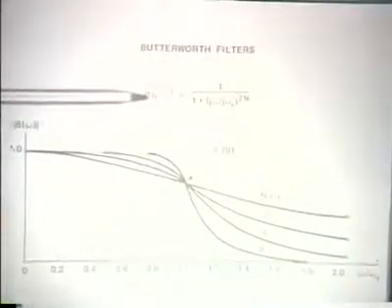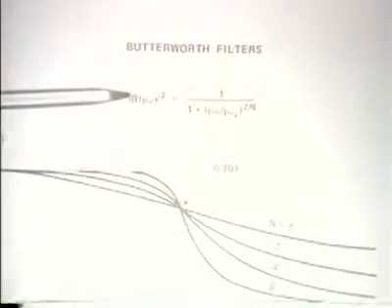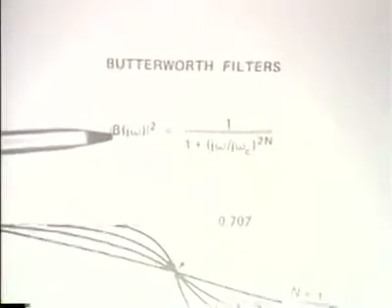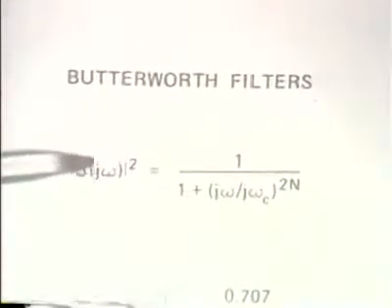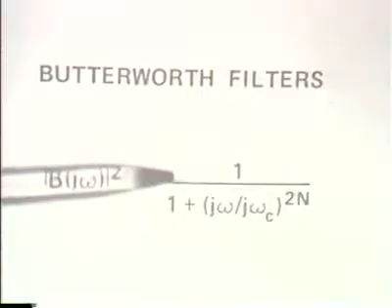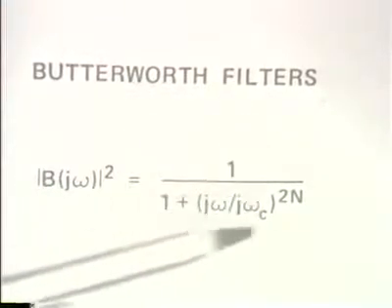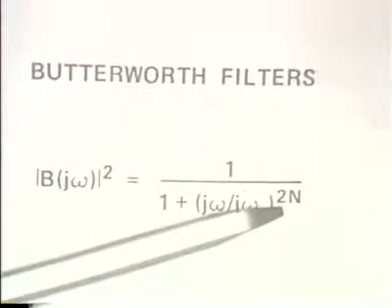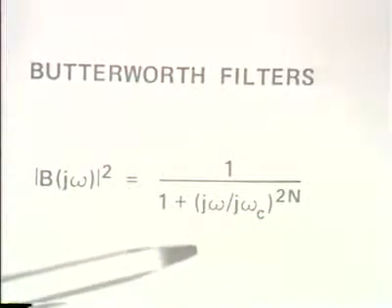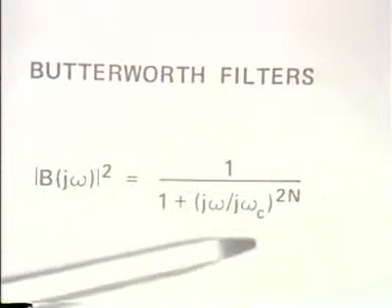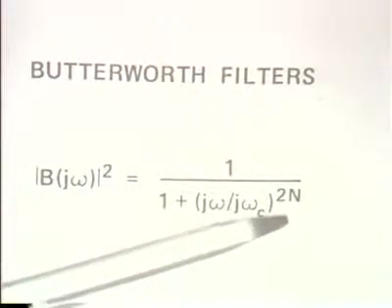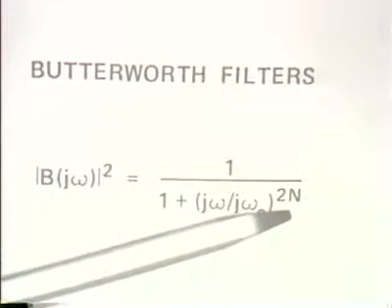Specifically, the Butterworth filters are defined through their frequency response or transfer function, and I'm using capital B to denote a Butterworth filter. And by definition, the magnitude squared of the frequency response of a Butterworth filter is given by this expression. For example, if N were equal to 1, then this would simply correspond to the magnitude squared of the frequency response for a first-order differential equation.